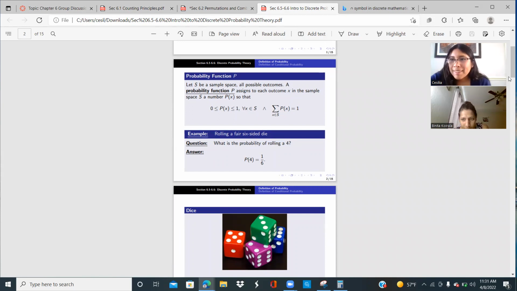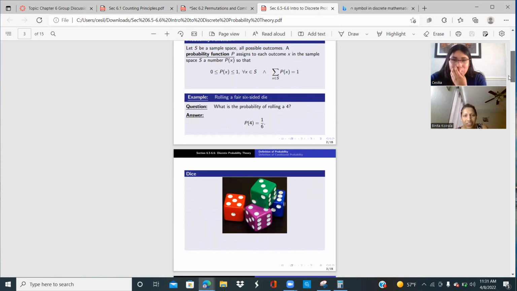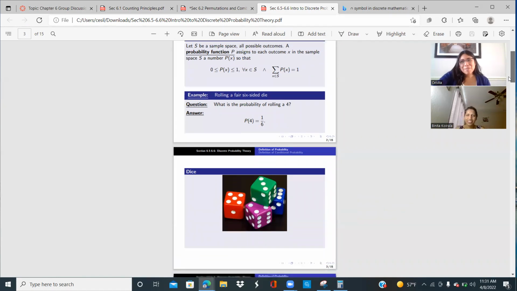I don't know why it is saying die. Like I was saying, that's in the textbook. Maybe dice, I guess. I'm just like, what do you mean die?